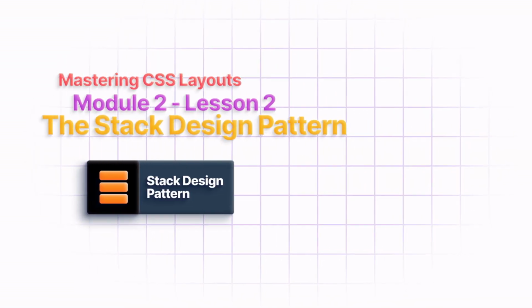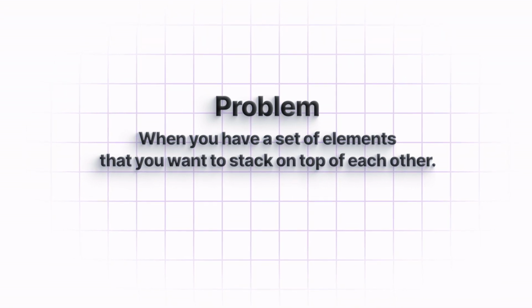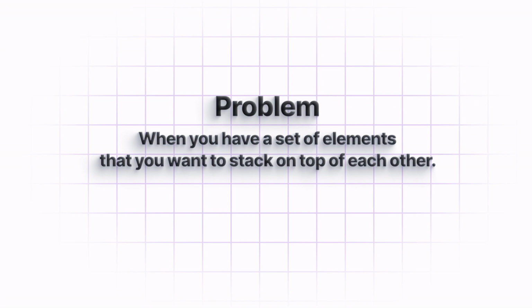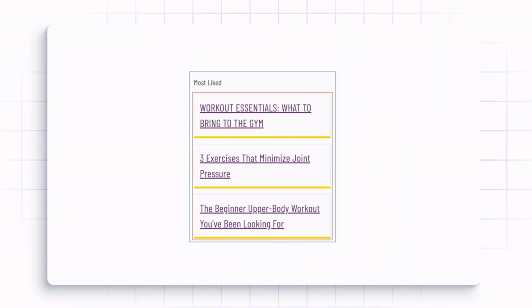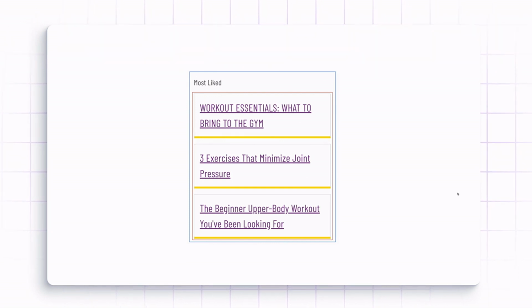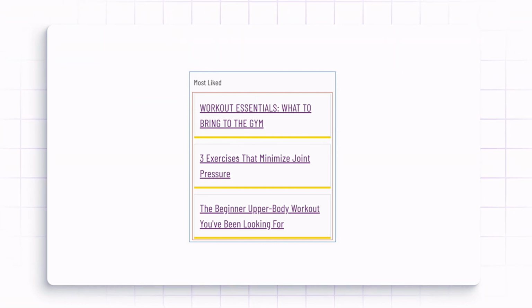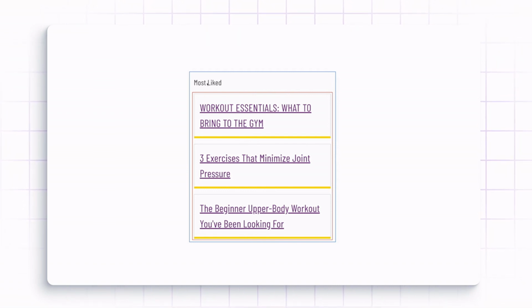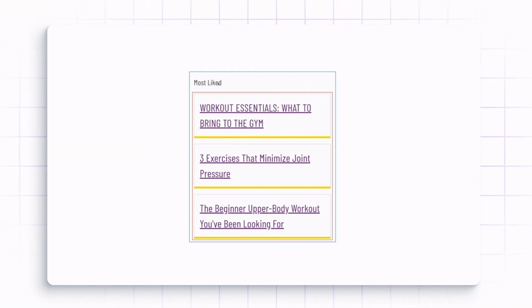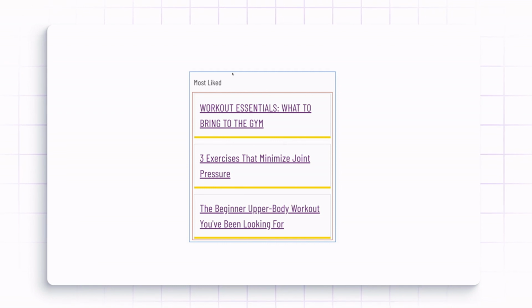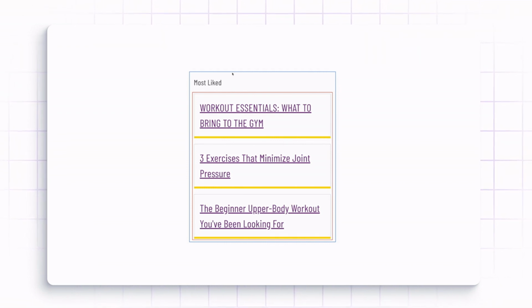Now, the stack design pattern is for when you have a set of elements that you want to stack on top of each other. Pretty simple, right? So here's a couple examples I found in the wild. You can see here we have a set of elements that are stacked on top of each other. And then we have this element stacked on top of just this stack of elements. So you can see that these things can be composed within each other.